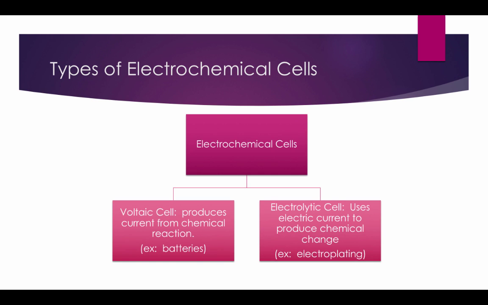Recall that when we started this unit, we divided electrochemical cells into two categories: voltaic cells, which produce current from chemical reactions like batteries, and electrolytic cells, which use electrical current to produce chemical changes. This video will look at the second type, the electrolytic cell.